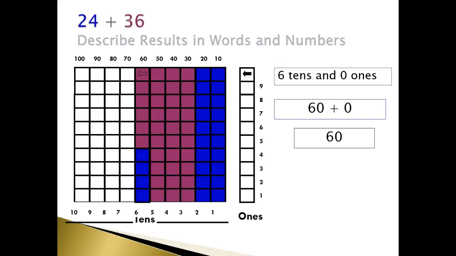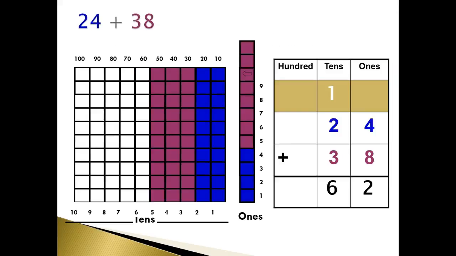It's the same as 6 tens and 0 ones, or 60 plus 0, giving us the sum of 60. But what if we have a problem such as 24 plus 38, where after we add our 8 to our 4, we now have some extra left over that don't fit in this column of ones anymore? So we have 4 plus 8 is 12, as we can see here. We put our 2 and we carry our 10.